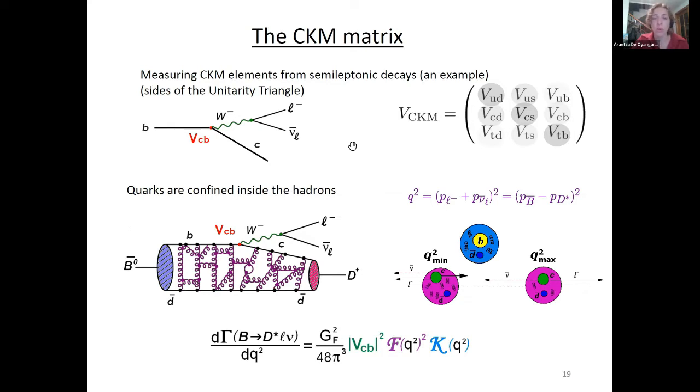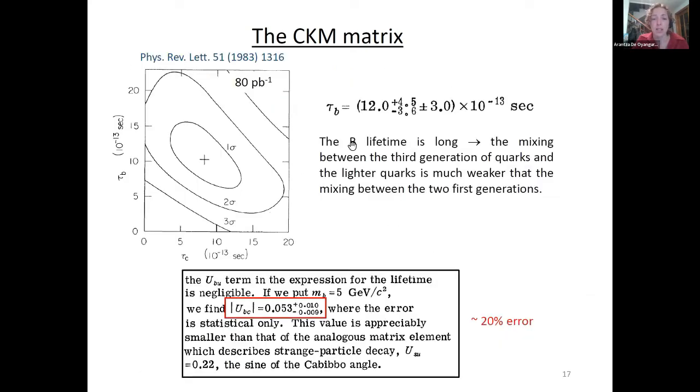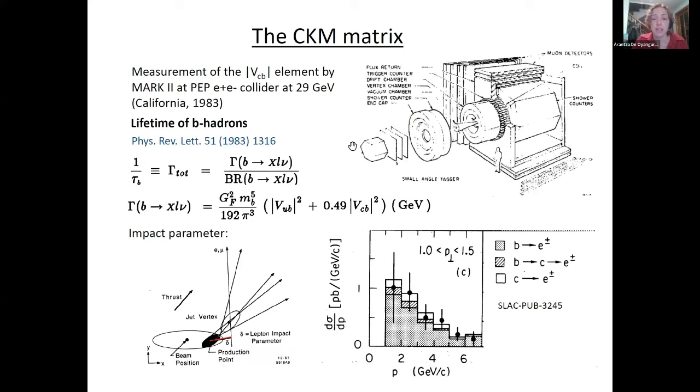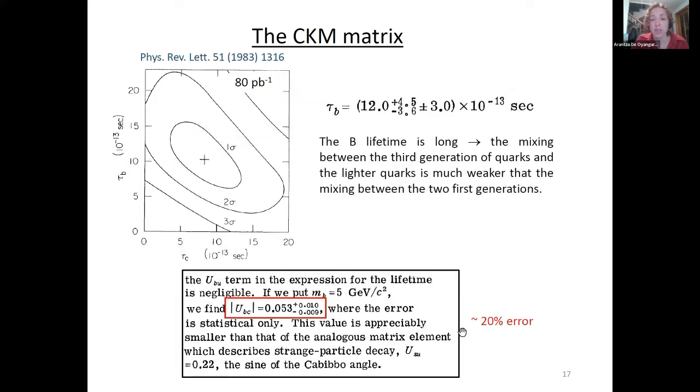If you remember, we were saying that at the beginning, the first result that we got for this CKM matrix element was from Mark II long ago in the 80s. And at that time, what was measured was the B lifetime using the impact parameter, and the error that was obtained at that time was 20%.